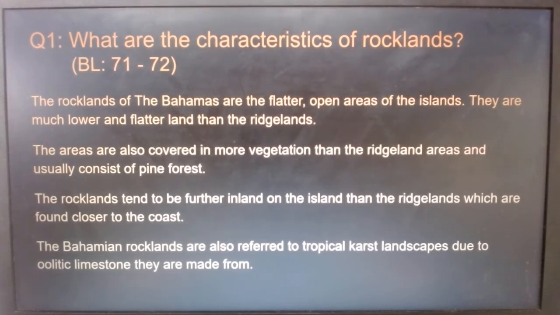Characteristics of rocklands. So again, not features. What are the characteristics? How would you describe a rockland? You wouldn't say a rockland is blue holes and this and pine forest, okay?